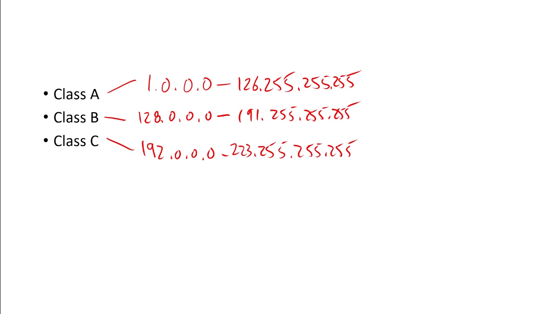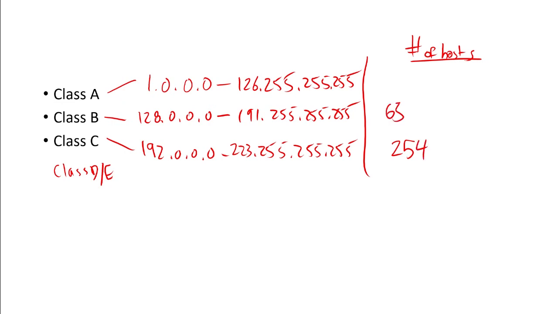And so, number of hosts. There's also class D and E, which we're not going to talk about right now, but the number of addresses in a Class C network is 254.